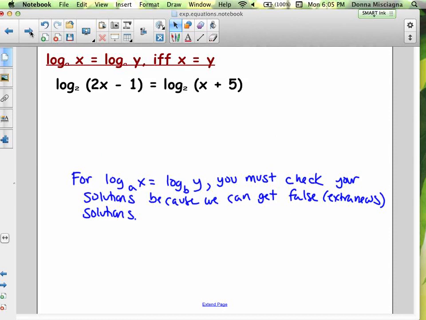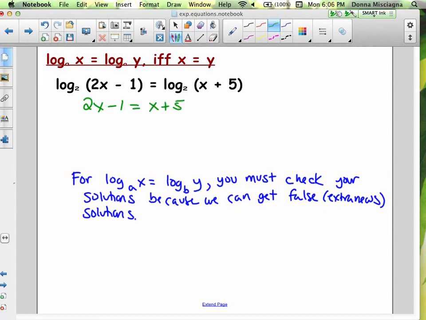All right, so we have log base 2 of 2x minus 1 equals log base 2 of x plus 5. This is only going to be true if 2x minus 1 equals x plus 5. So we can drop the logs and just set what follows equal to one another: 2x minus 1 equals x plus 5. We'll subtract x from both sides, which gives us x minus 1 equals 5. Add 1 to both sides, and x is 6.